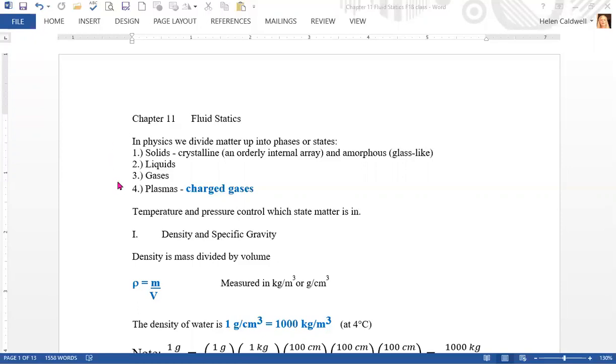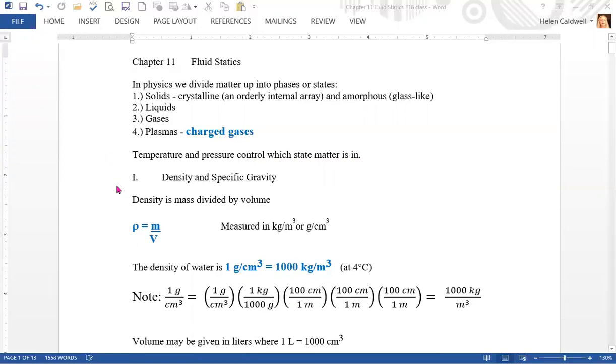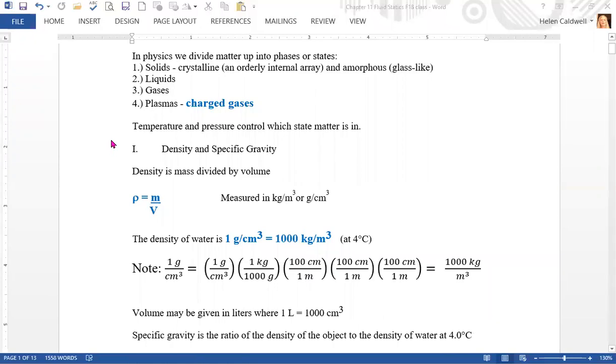Okay, so solids, liquids, gases, and plasmas. The temperature and the pressure control what state of matter we have. So obviously, if the material is cold, it's almost always a solid. Warm it up a little, it becomes a liquid. Get it even warmer, we get gases. Energize it, you have plasmas. Density is mass divided by volume. And in physics, we symbolize density by the Greek letter lowercase rho.